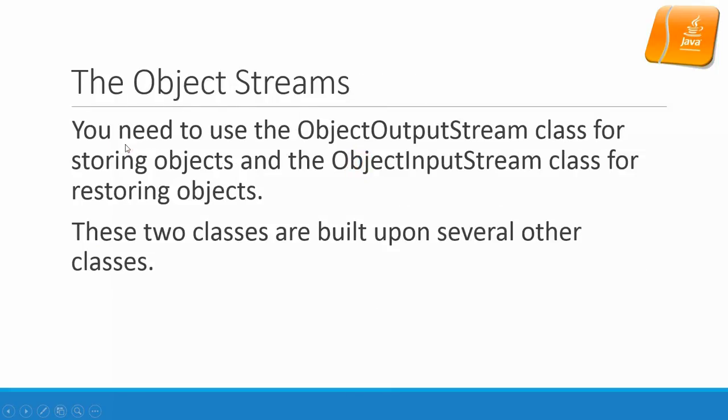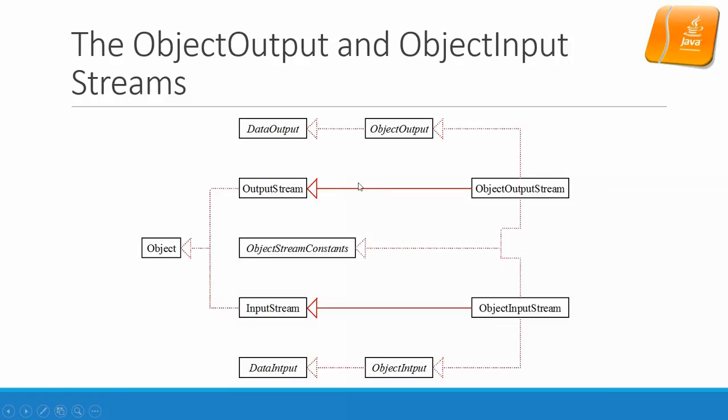For object streams, you need to use the ObjectOutputStream class for storing objects and the ObjectInputStream class for restoring objects. The two classes are built upon several other classes. Here is a diagram for the inheritance structure. Basically they inherit the InputStream, and they have also implemented several interfaces.